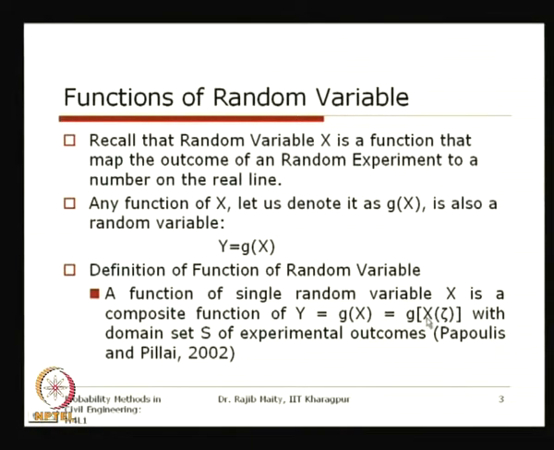So, here the function of a single random variable x is a composite function, y equals g(x), is equal to g(x(ξj)), with the domain set S of the experimental outcome. This is taken from Papoulis and Pillai. Here this ξj is the outcome of that random experiment.